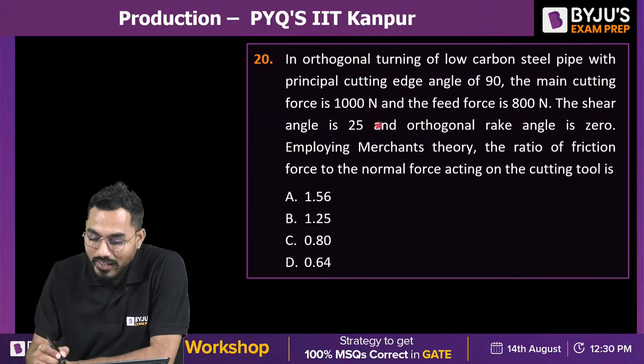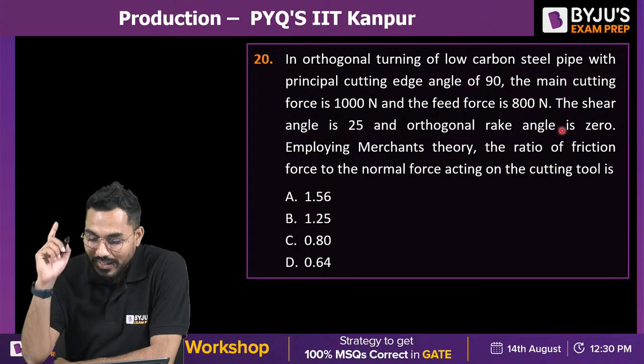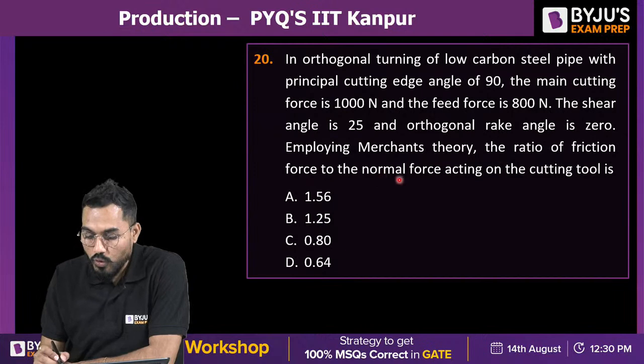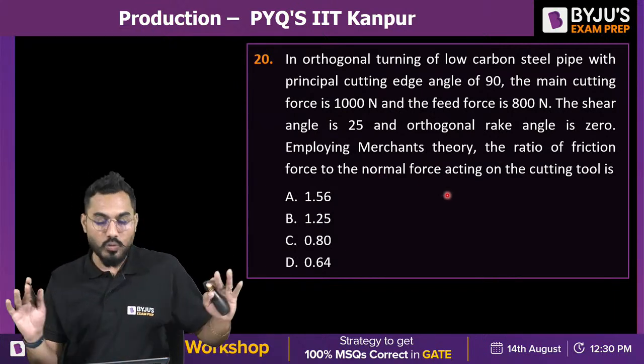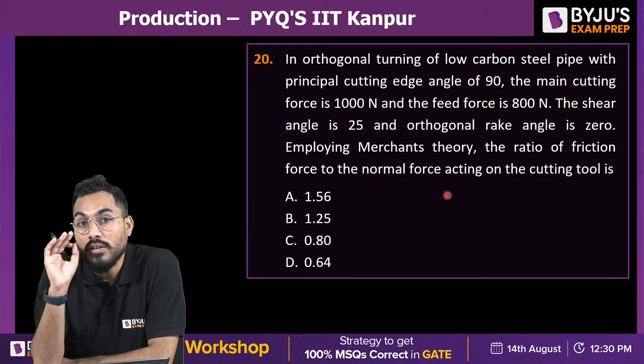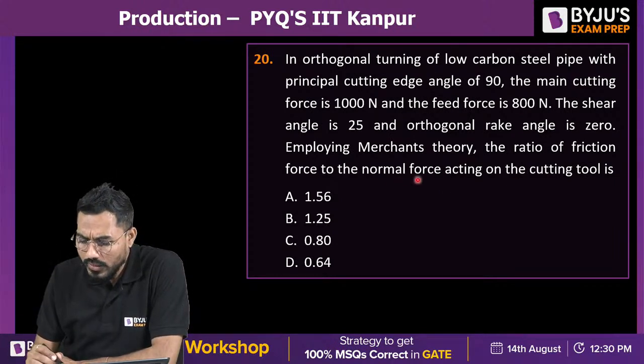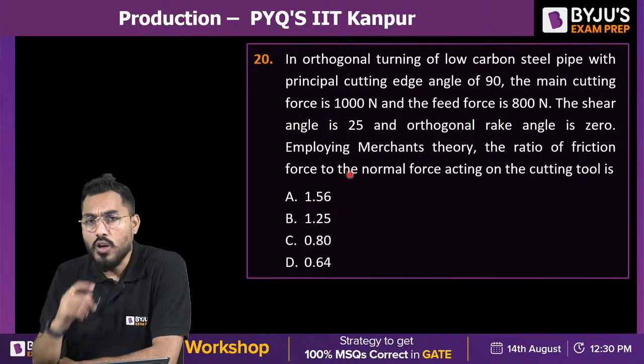The shear angle is 25. Orthogonal rake angle is 0. Employing Merchant's theory, the ratio of friction force to the normal force acting on the cutting tool is. So we are interested in calculating a ratio. Which ratio are we calculating? Friction force to the normal force. It was given, right? Friction force to the normal force.